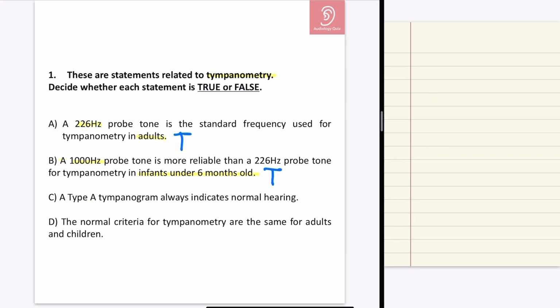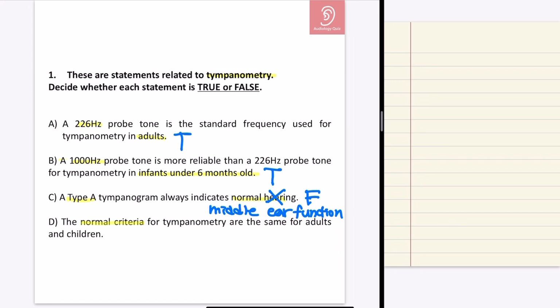C. A type A tympanogram always indicates normal hearing. This statement is false. A type A tympanogram only confirms normal middle ear function, but does not guarantee normal hearing. A patient with sensorineural hearing loss can still have a type A tympanogram.